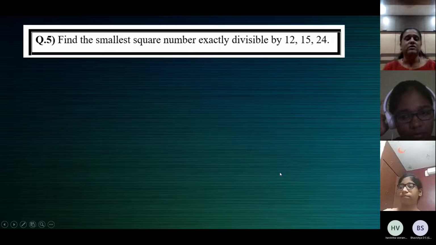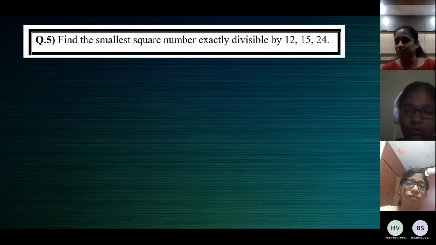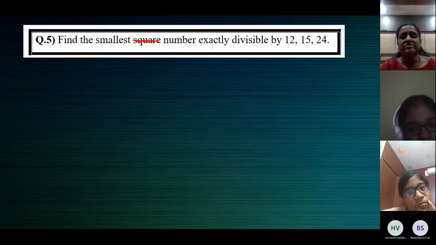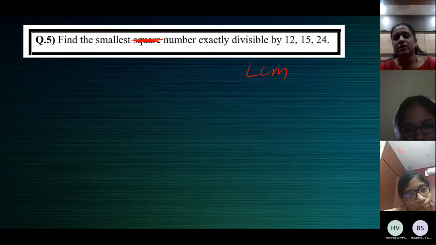Okay. The next one. Find the smallest square number exactly divisible by 12, 15, and 24. Now, in our junior classes, we have learned how to find the smallest number exactly divisible by 12, 15, and 24. That's the LCM. If you remove this word square, find the smallest number exactly divisible by 12, 15, and 24.